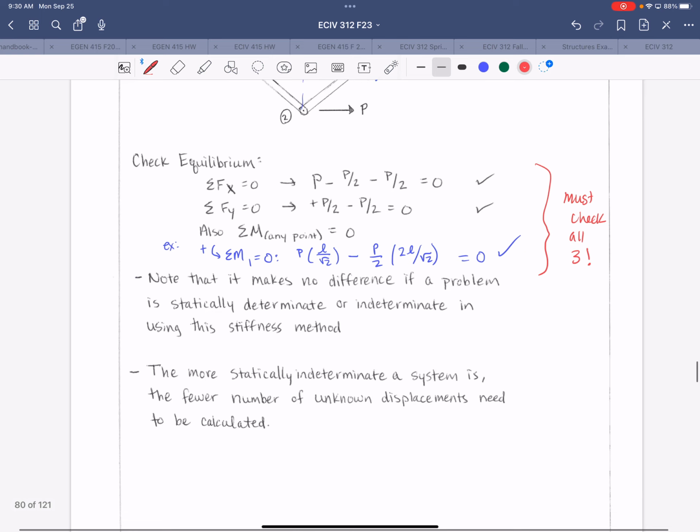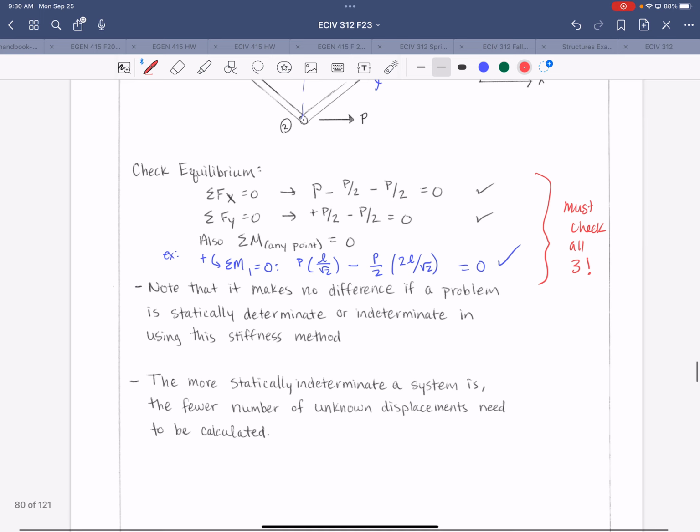All right, so a couple more comments, right? It makes no difference using the finite element solution if the problem is determinate or indeterminate. In fact, indeterminate problems become easier to solve because the more indeterminate it is, the more zero displacements you have, right? Because the more supports you have. So that whittles down the size of your first partition, makes it a little bit easier to solve that part, and then you can go from there. So yeah, that speaks to the second column, right? The fewer number of unknown displacements need to be calculated, the more indeterminate it is.